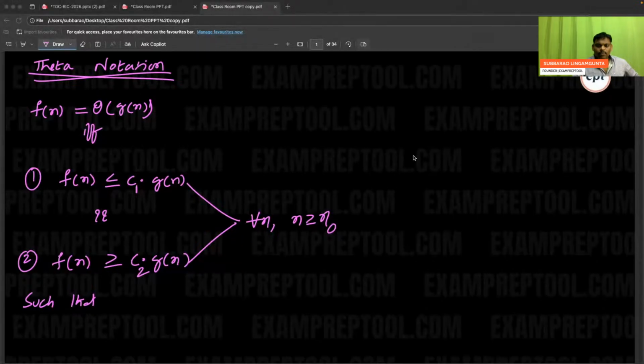So if big O and omega are both possible between two functions, then I can say theta is possible, such that there exist three positive constants.